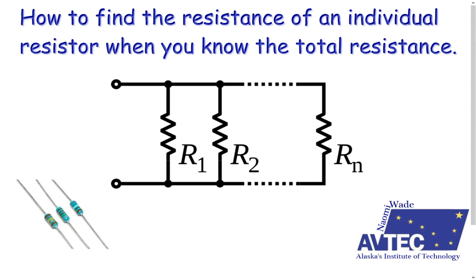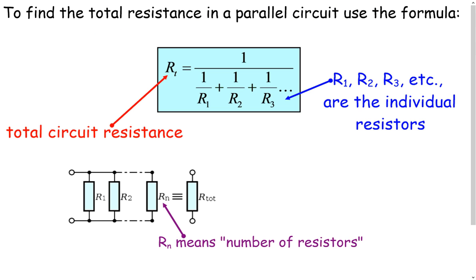This video is how to find the resistance of an individual resistor when you know the total resistance and the other resistors in the circuit. Just a little reminder of the equation for the total resistance of a parallel circuit. The total resistance is 1 over the sum of the fractions of each of the individual resistors. And the Rn in this figure means the number of resistors, so you could have 2 or 3 or 4 or 5, it can go on and on. Each of these little numbers is just telling you resistor 1, resistor 2, resistor 3.